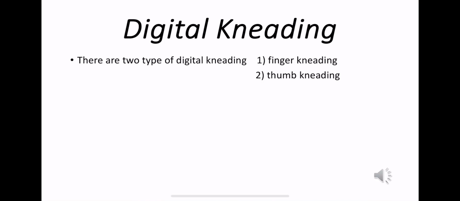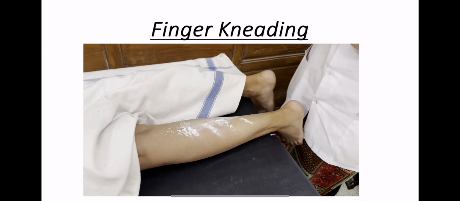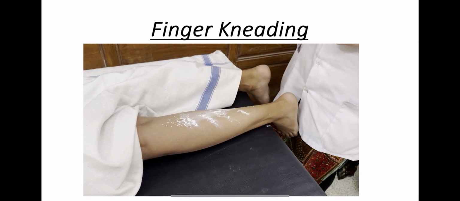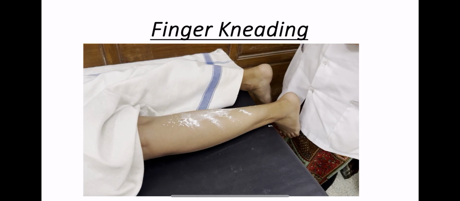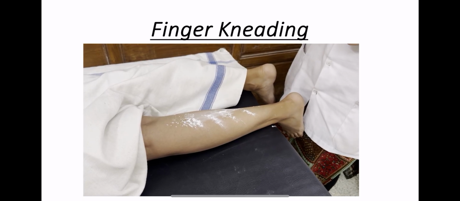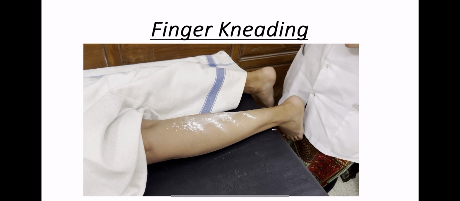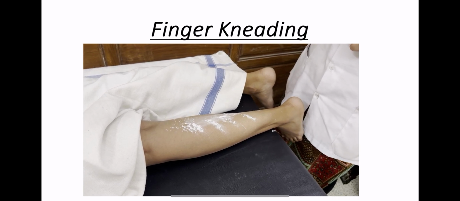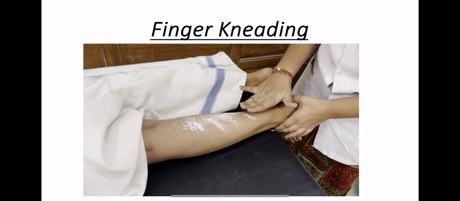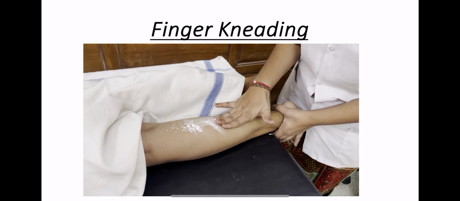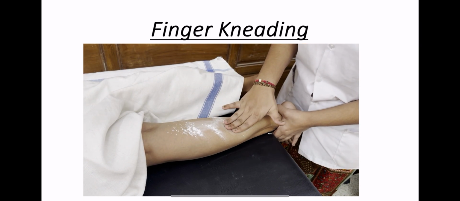Digital kneading. There are two types of digital kneading: finger kneading and thumb kneading. Finger kneading. In this technique, only one finger may be utilized, or two or three fingers can be used together to increase the area of contact. The little finger is usually not used considering its short length and inability to apply sufficient pressure. Whole finger kneading. In this technique, the 2nd, 3rd, and 4th digits are held together to increase the area of contact.